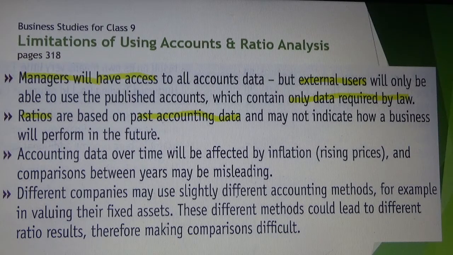Now the accounting data over time will be affected by inflation or rising prices. And comparisons between years may be misleading. Lastly, bullet number 4 says different companies may use slightly different accounting methods. For example, in valuing their fixed assets. These different methods could lead to different ratio results, therefore making comparisons difficult.